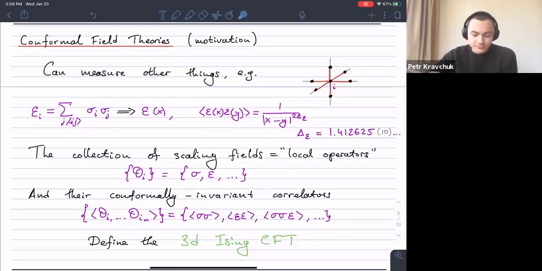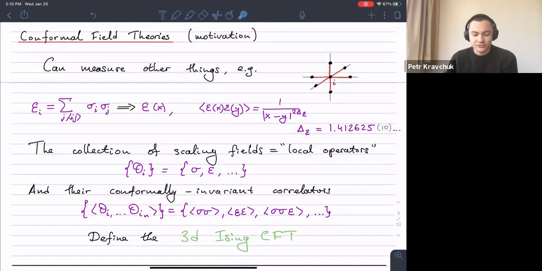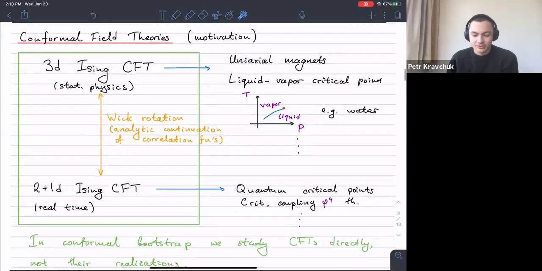And so what we mean by Ising CFT is basically a collection of all such scaling fields that one can define in this theory. So sigma, epsilon, and infinitely many others, and their correlation functions, and not just 2-point functions, but 3-point functions, 4-point functions, and so on. And they happen to be conformally invariant. So this collection of data defines for us what we call the 2-dimensional Ising CFT. And in this case, this 2-dimensional Ising CFT appears in a scaling limit of this particular lattice model. But it turns out that it's more general.